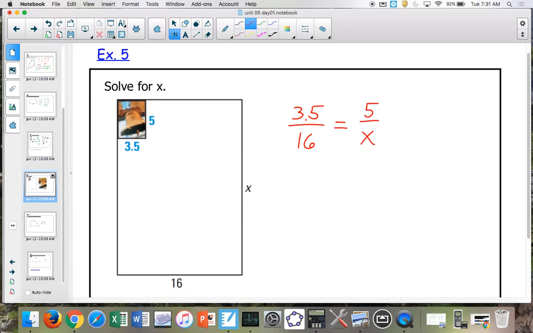Now it doesn't matter which ones we started with. We could have started with 5 over x equals 3.5 over 16. Or we could have started with the big triangle and moved to the smaller one. As long as we're matching up the correct corresponding sides.